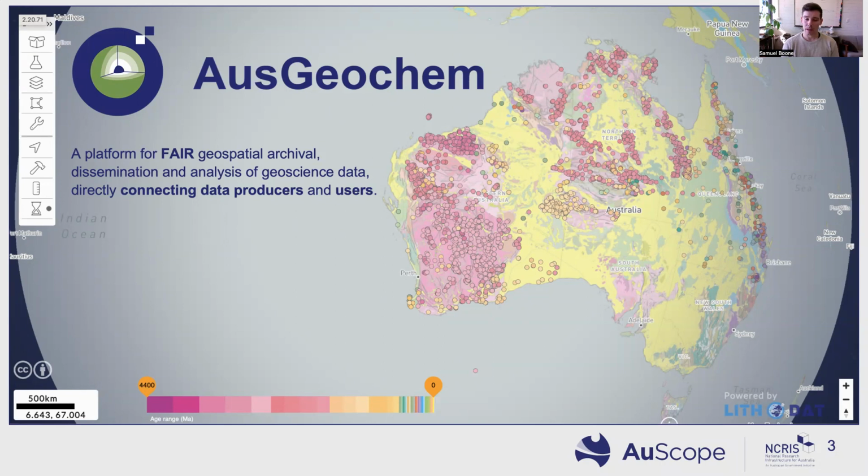And our initial motivation was to help service the Australian geochemistry community. So the platform is designed to essentially help foster a more FAIR geoscience data ecosystem, so essentially the purpose is to make data more findable, accessible, interoperable, and reusable.